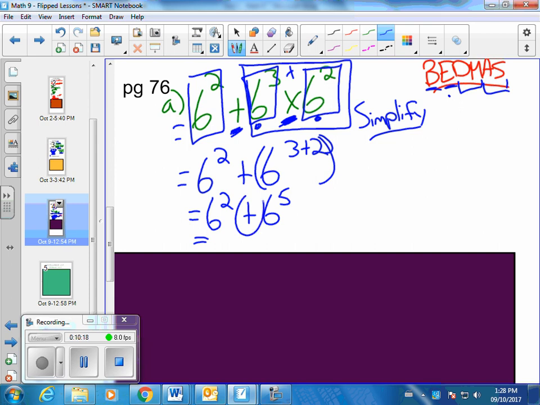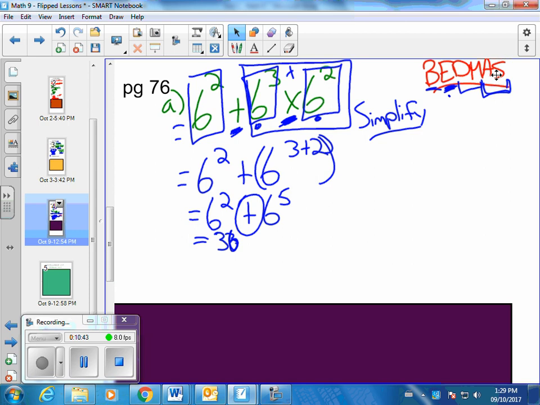I cannot do anything with my exponents with an addition or subtraction sign. My order of operations is very, very clear. I have to solve those exponents long before I get to addition or subtraction. So I'm going to solve them. So 6 squared is going to give me 36. I've got all kinds of space to work with.